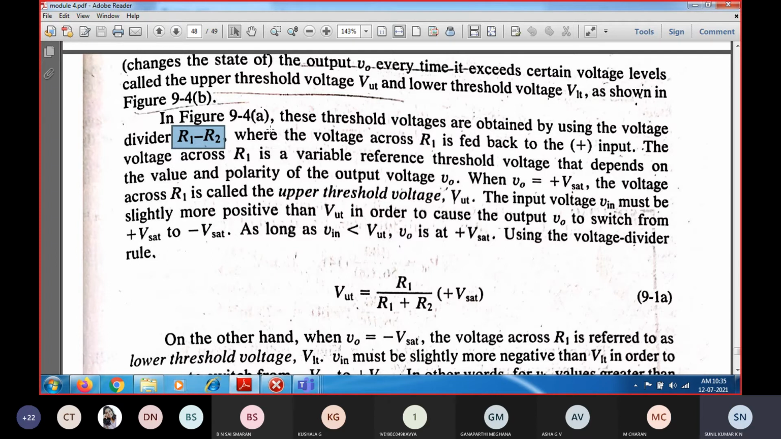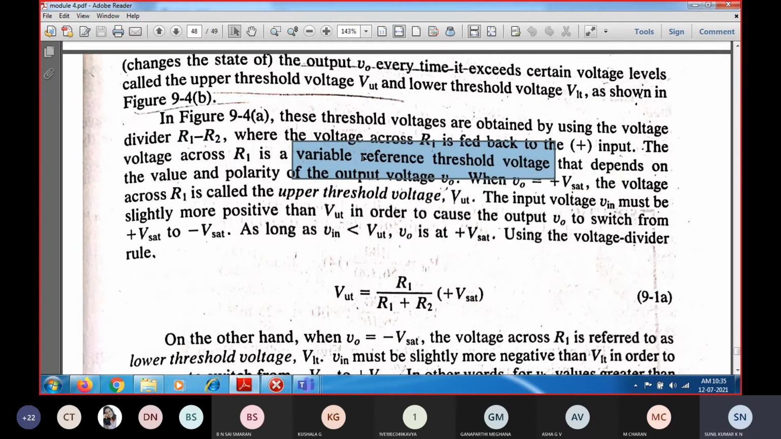So that is what he has mentioned over here. Whenever the voltage across R1 is fed back to the non-inverting input, it is nothing but a positive feedback, and the voltage across R1 is going to act like the variable reference threshold voltage. Why is it called variable?